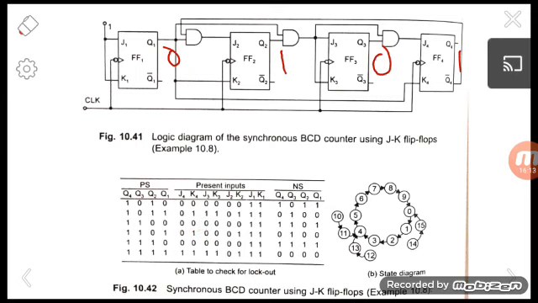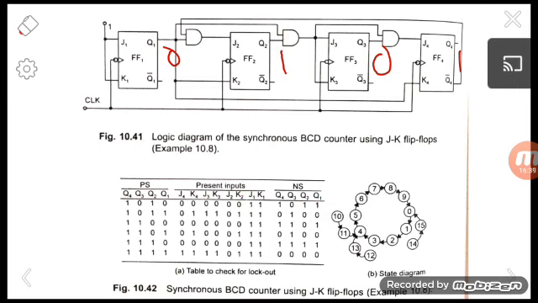When J1 and K1 are equal to 1, Q1 is currently 0, so the toggle condition is there. Q1 changes from 0 to 1, so Q1 will be 1. Also J2, K2 is 0, 0. For 0, 0, the no change condition is there. Whatever the output is, it will continue as it is. Q2 is 1 here, so it will continue as 1.